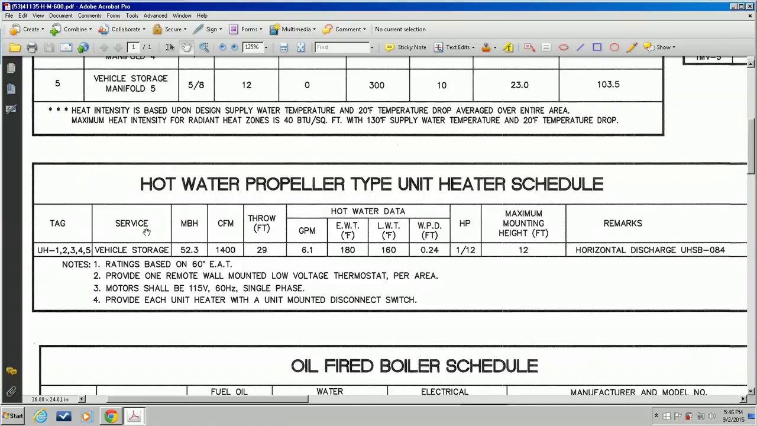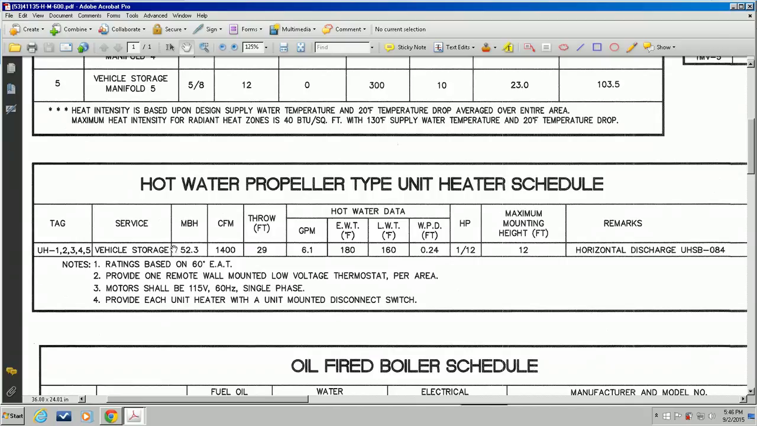The service. The service of a unit heater typically is placed in an unfinished space. If you look at the service here, it's a vehicle storage. So it usually goes into storage areas, garages, boiler rooms. So a hot water propeller type unit heater, when placed in that unfinished space, is in this case hung from the ceiling because it's a horizontal discharge. But that's a usual location or service for a hot water unit heater or a steam unit heater.